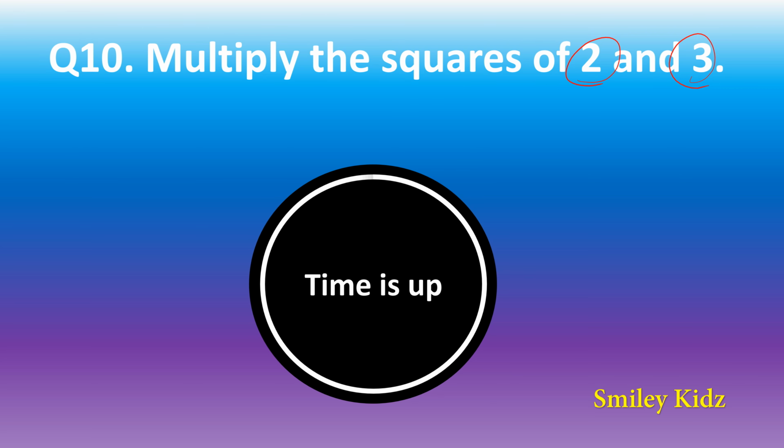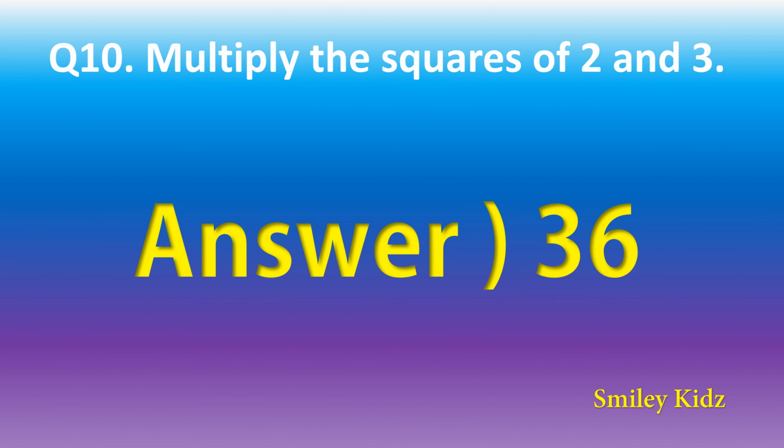Your time is up. The right answer is 36. First, we need to find the squares of 2 and 3. 2 square is 4. 3 square is 9. Multiply 4 and 9, you will get 36. Right? So, when we multiply the squares of 2 and 3, we get the answer as 36.